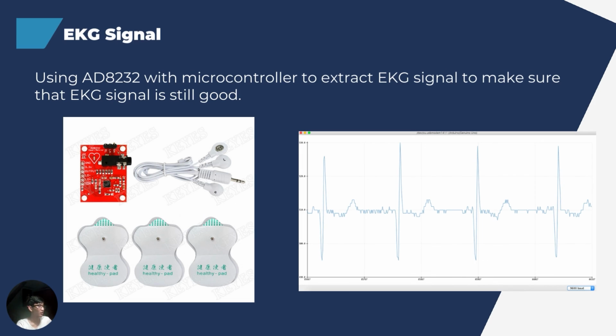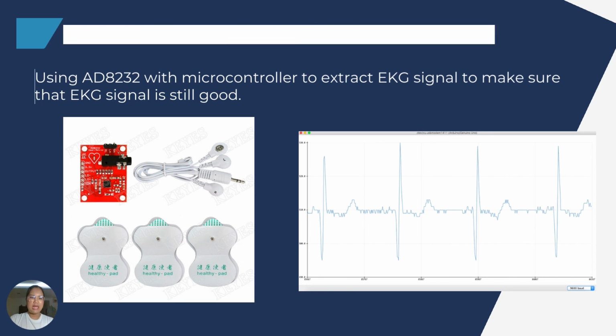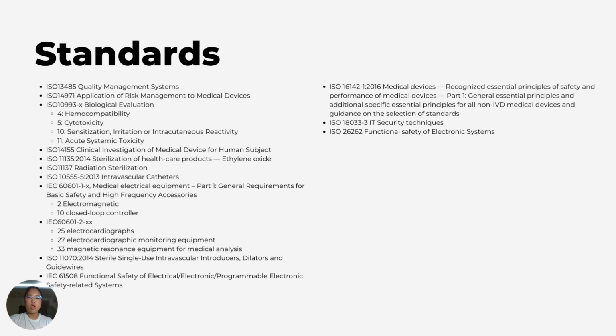And this is the EKG signal sensor that we use in our system. In the external part, we just want to make sure that the EKG signal of the patient is still good, so we use the IC AD8232 with a microcontroller to extract the EKG signal. And the next one is the overall International Organization for Standardization standards that we should follow to create this machine.